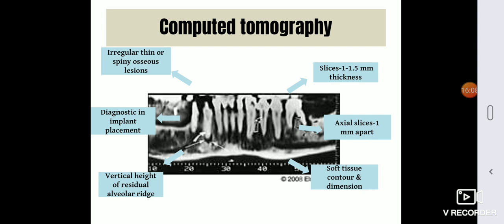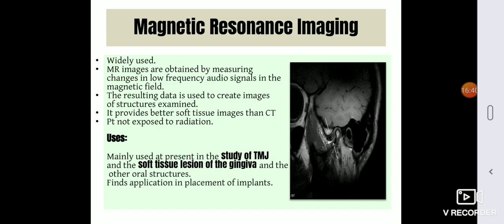Soft tissue contour and dimension can be determined. Continuity and density of the cortical plates, the vertical height of the residual alveolar ridges, the density of the medullary spaces and the basilar bone, etc., can all be viewed and determined. It is used to determine how much space is available above the mandibular canal to receive a dental implant, and is used to determine whether there is a space occupying lesion in the maxillofacial area. Now, the disadvantage of this is it's highly expensive and there's a high radiation burden on the patient.